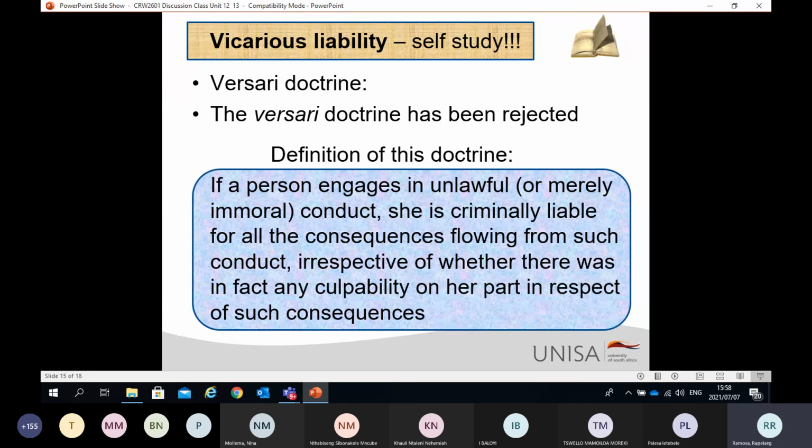In other words, if a consequence happens and X did not foresee that, or X could not have foreseen that as a consequence from their immoral or unlawful conduct, they would be held to have had culpability for that other conduct, despite the absence of subjective foresight as far as dolus eventualis is concerned. So that's a form whereby culpability was dispensed with. It was rejected, as we said, in the case of Bernardus.